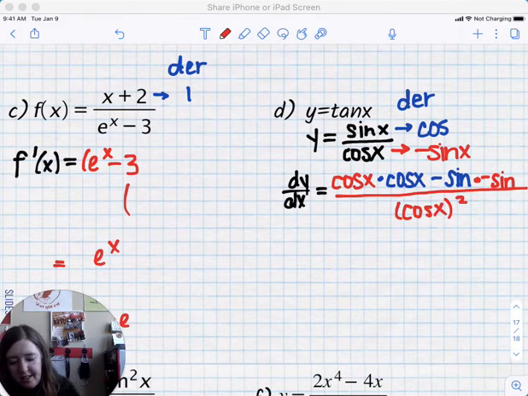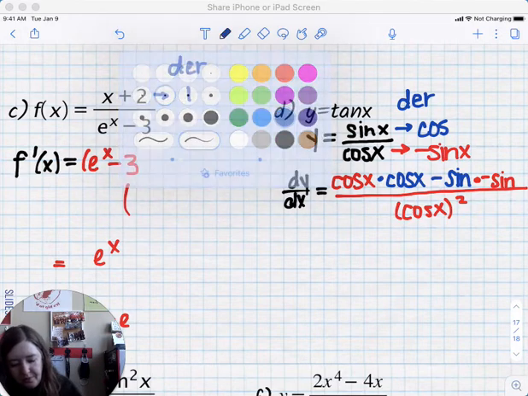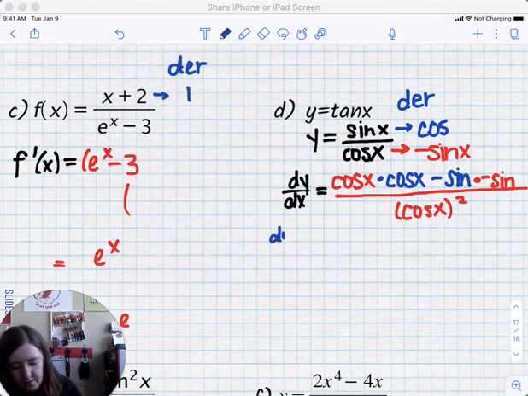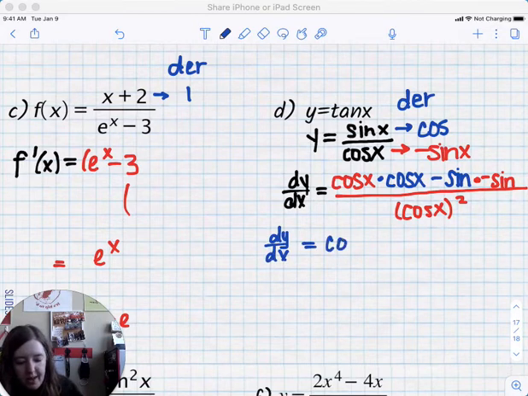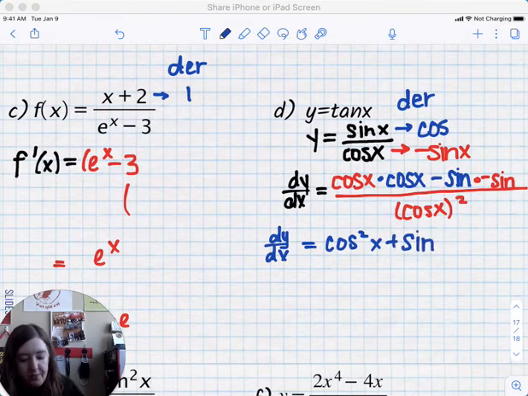Now when we start to clean this up, cosine times cosine is cosine squared. Negative sine times negative sine is positive sine squared over cosine squared.